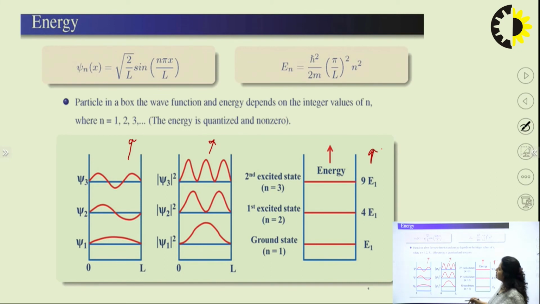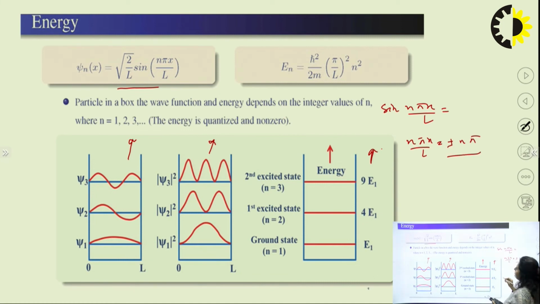So we have the relationship for the wave function, psi n(x) equal to under root 2 by L times sin(n pi x upon L), and the zero crossings are at sin(n pi x by L) equal to 0, or we can write n pi x by L equal to plus minus n pi. So we have the zero crossings according to this formula. The energy is given by E n equal to h cross square upon 2m multiplied by (pi by L) square multiplied by n square. So from 0 to L we have this wave function and this energy function.